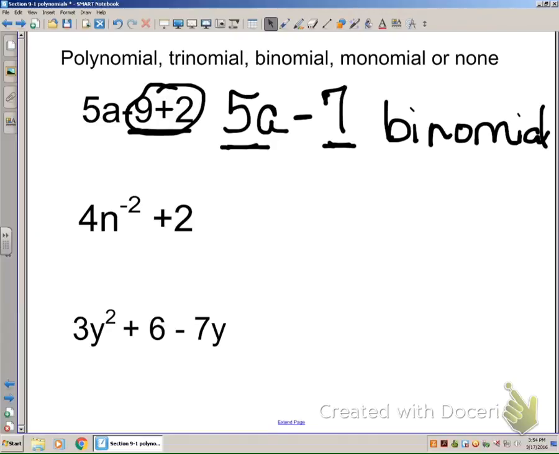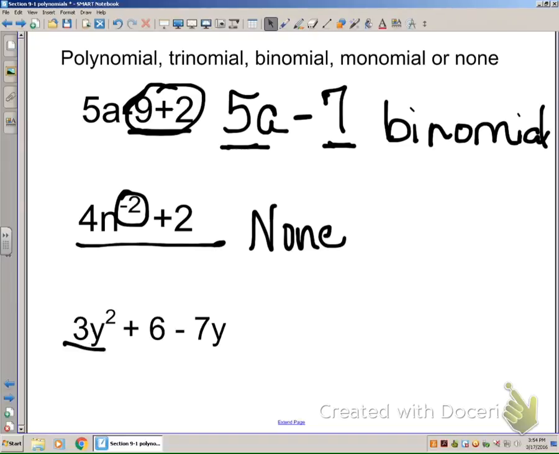Probably a lot of you put trinomial, and that is not correct, but that was a good thought because we said they were separated by plus or minus signs, and I didn't tell you that you had to simplify them first. Now looking at this one, we've got this negative exponent there. Therefore, it is none. In order for it to be a polynomial, there can be no negative exponents.